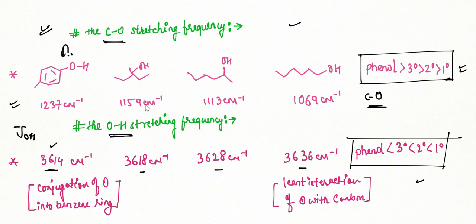And as we go on getting into primary alcohol, there is no resonance, as well as there is no plus I effect. Here there is the plus I effect of the methyl group, and definitely for the primary hydroxy group we are not having any such effects, and the interaction of oxygen with carbon is the least, and that is why the primary OH group is having the maximum stretching frequency value.